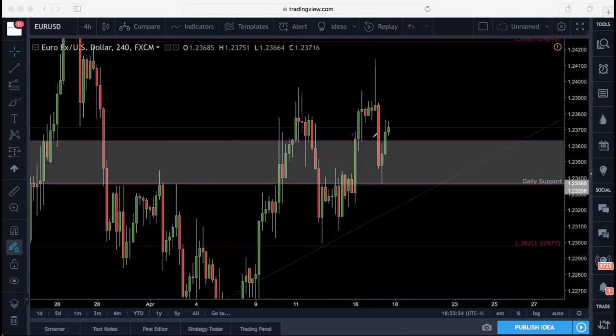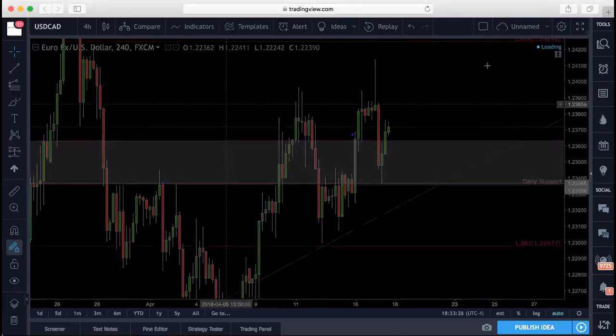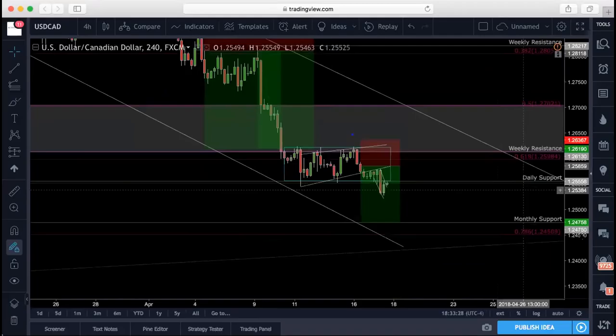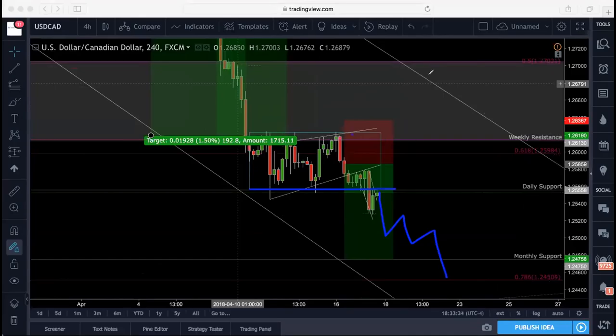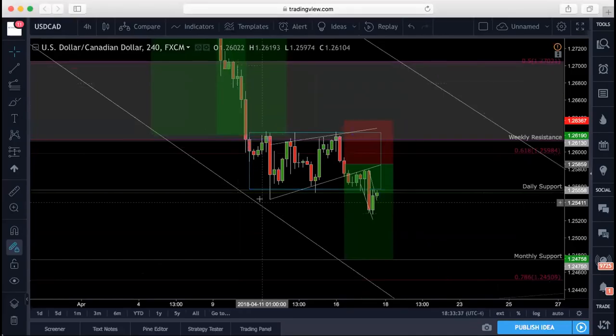Taking it to the next one, which would be UC. UC, guys, if you guys want to take the trade, by all means, you guys can. Just know that there is fundamental data coming out, but we are just looking to sell these rallies all the way back down to the monthly support.